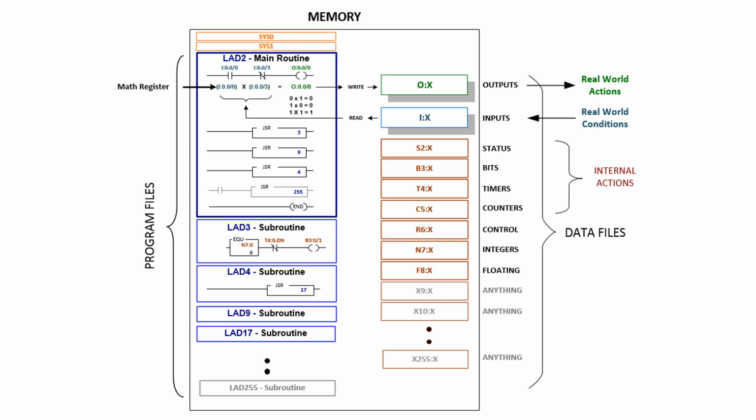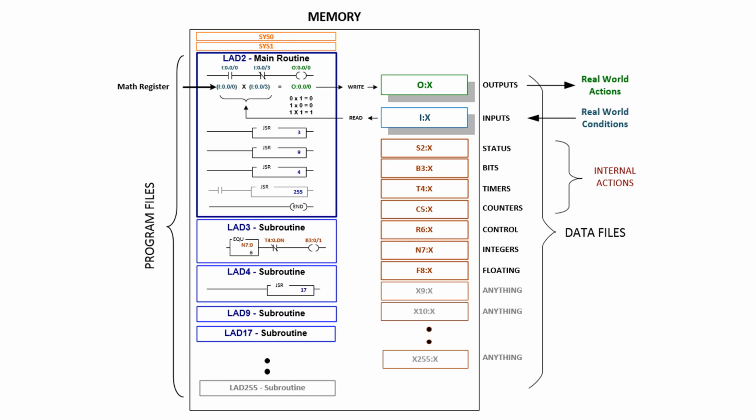So if input 0.0/0 is on, then that instruction is true. If input 0.0/3 is off, then that's true. So the rung is true, and it writes a 1 to output 0.0/0. So see, real world conditions, inputs read, and then the result written to the output word, and that goes out and causes real world actions. All the rest of the data files are internal, like status of the processor, B3 bits, T4 timers, C5 counters, control, integers, floating point, etc.